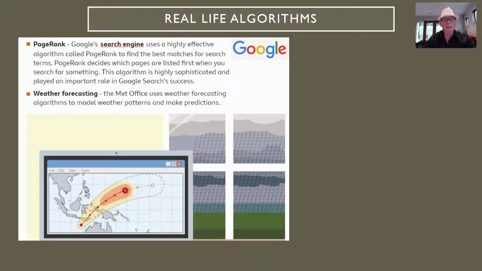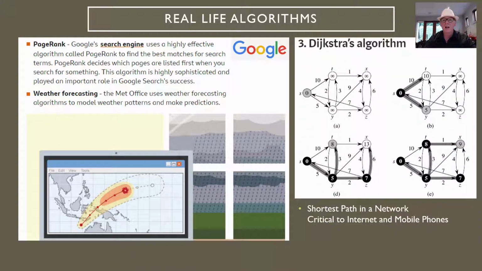Okay, so some real life algorithms, like PageRank. The Google search engine came up with a really great set of algorithms, and that's how they became number one. Weather forecasting uses a lot of algorithms from lots of data that they've gathered. This is a very famous algorithm right here. I can't pronounce the name, but that's the shortest path in a network. And if you want to look at the top 10 algorithms, there is a link there for you to go and look at them.